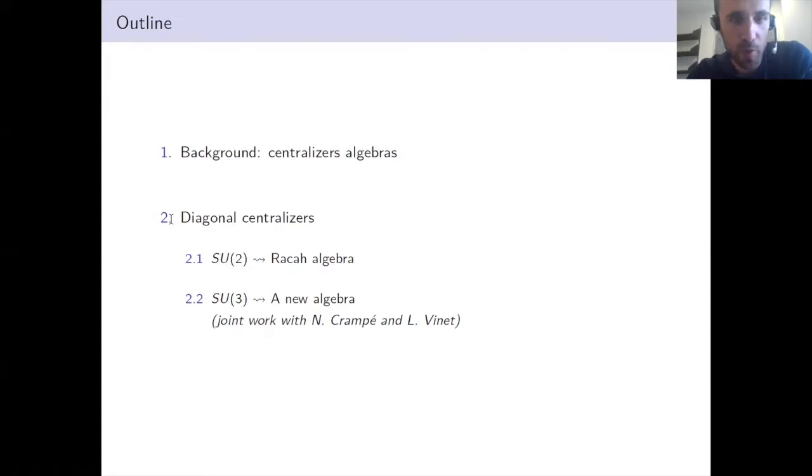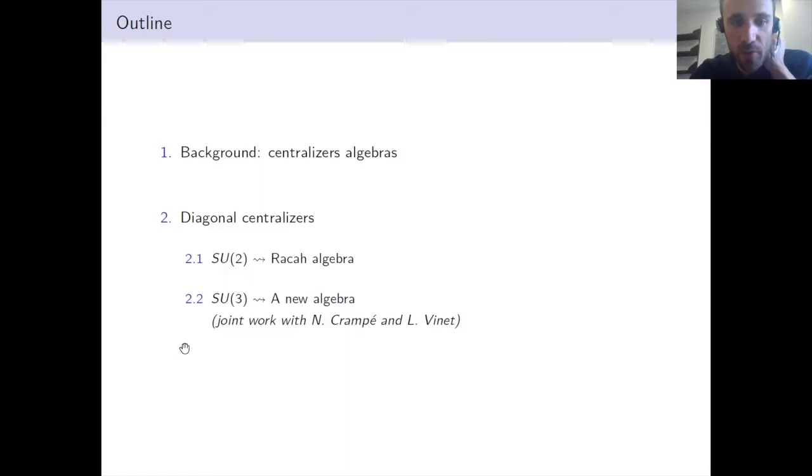And then in the second part, I will study explicit, concrete examples of centralizer algebra, which we call diagonal centralizers. And the main well-known example is the Racah algebra. I will say a few words about this algebra. And finally, I will discuss our recent work with Nicolas Crampé and Luc about SU3.